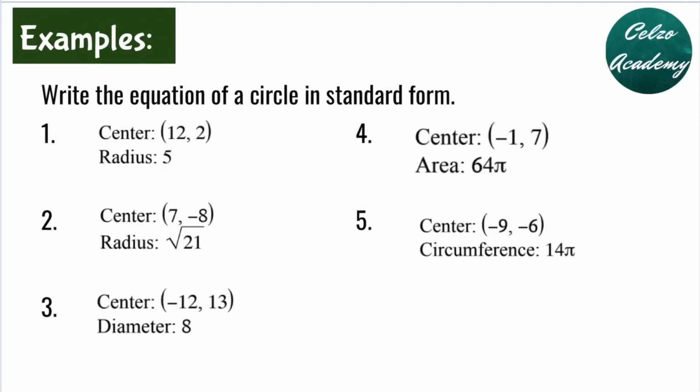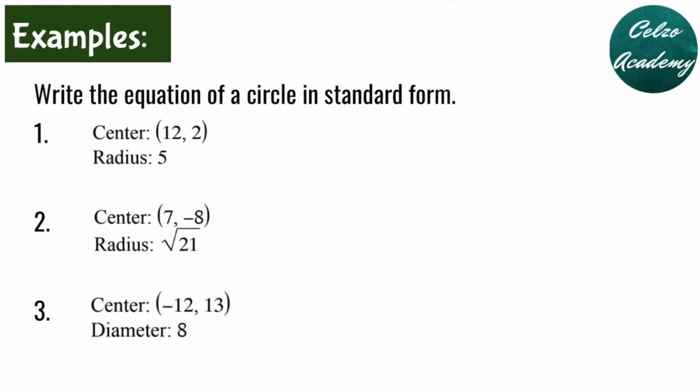Using the same format, we will do first the 5 problems together, and then I will give you a chance to do 5 problems on your own. Here's the first 5 questions. Write the equation of a circle in standard form. Question number 1. Write the equation of a circle in standard form given the center (12, 2) and the radius 5. Recall that the standard form is (x minus h) squared plus (y minus k) squared is equal to r squared, where (h, k) is your center and r is the radius.